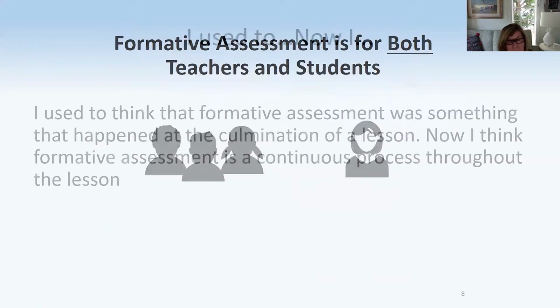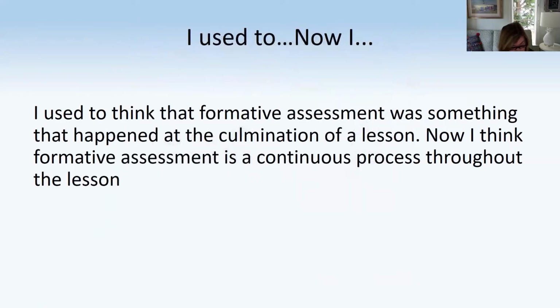I want to share now, though, a quote from a teacher who'd been thinking about formative assessment for quite some time and had engaged in implementing formative assessment in his classroom. And this is his quote. He said, "I used to think that formative assessment was something that happened at the culmination of a lesson. Now I think formative assessment is a continuous process throughout the lesson." So he's really underscoring what he's learned about formative assessment, that it's a continuous process that keeps on going throughout the lesson, as I said, to get those qualitative insights and to keep student learning on track.